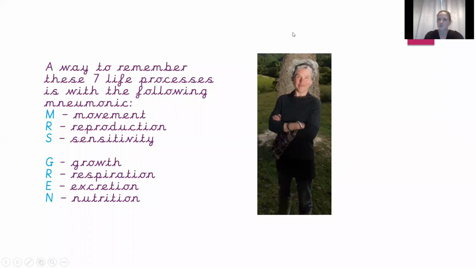So when you're unsure of if something is classified as a living thing or a non-living thing, these are the 7 things that you need to go through. I have an example here of my little plant that I have been growing for quite a while in my kitchen. We're going to go through the 7 processes and see if it counts.